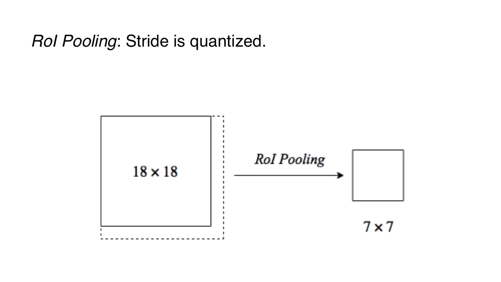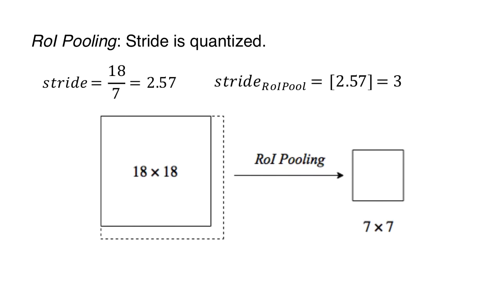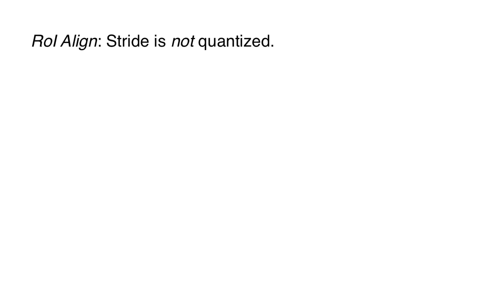If we use an 18 x 18 input and map it to a 7 x 7 output, the required stride becomes 2.57. This rounds up to 3 in ROI pooling, so you can see that there's a misalignment when we perform pooling here. Now, to address this problem, ROI align is used.